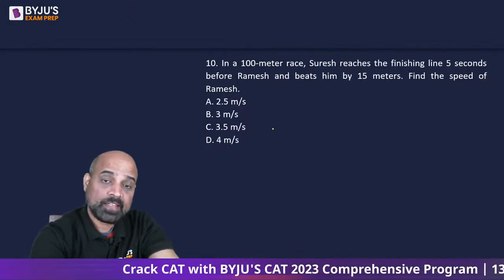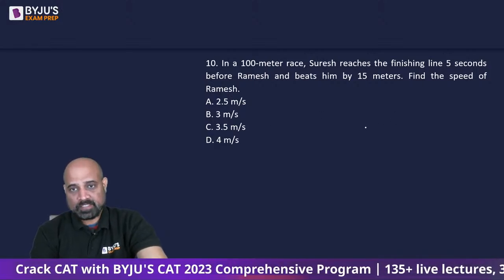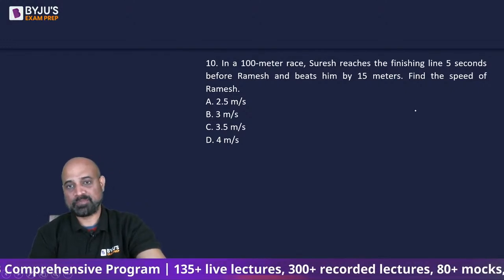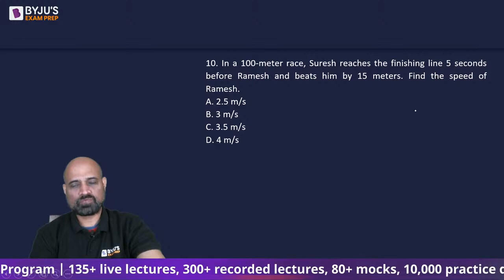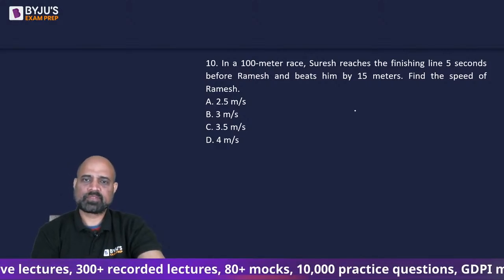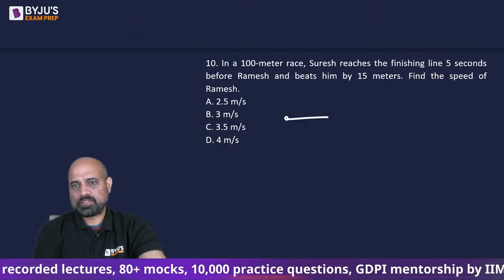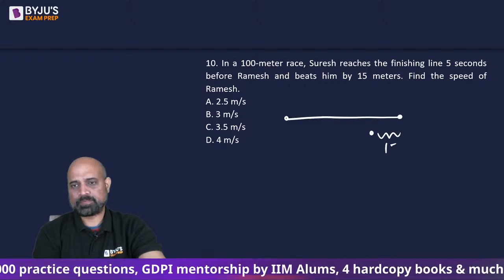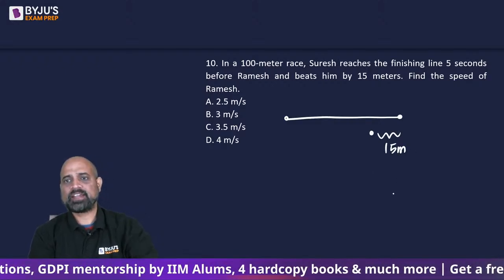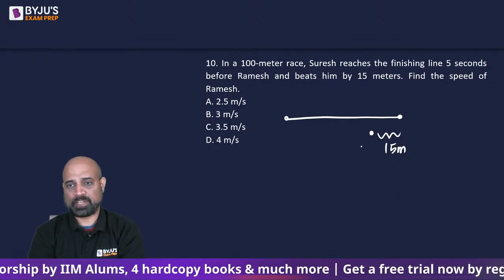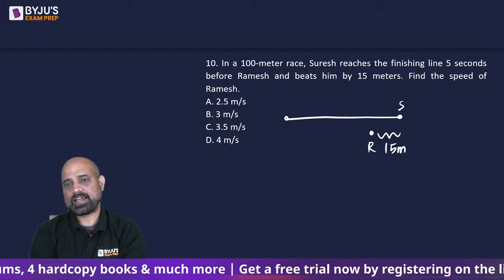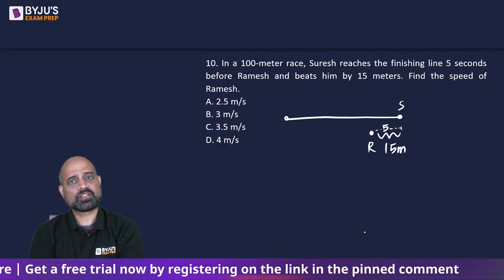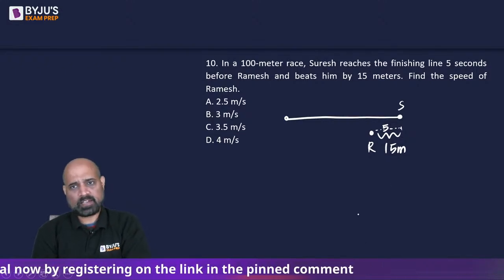Okay. Next one. In a 100-meter race, Suresh reaches the finishing line 5 seconds before Ramesh and beats him by 15 meters. रमेश की बात करते हैं. रमेश भाई साहब यहां पर है. He is 15 meters behind and he reaches the finishing line 5 seconds before Ramesh. So we can say that Ramesh took 5 seconds to reach the finishing line from this point. इसके पहले का it's not our concern.